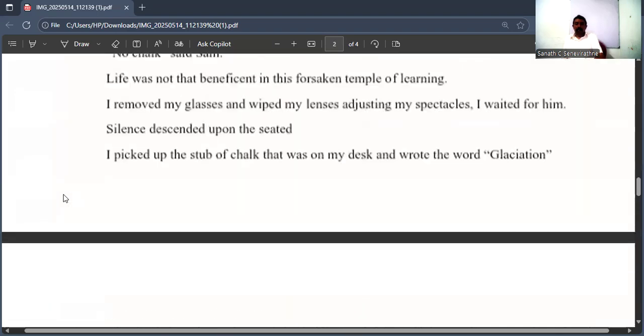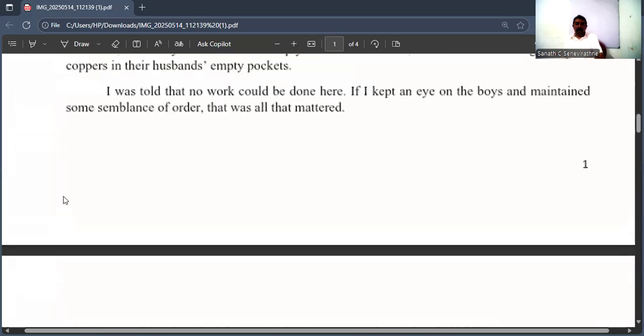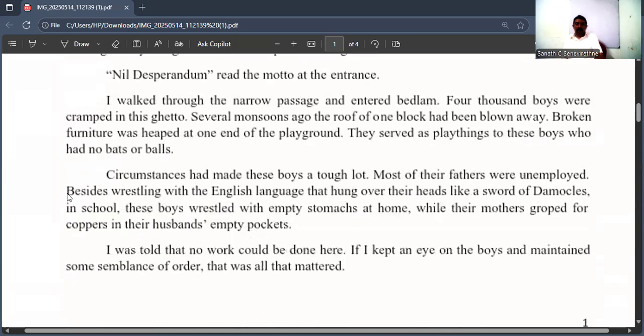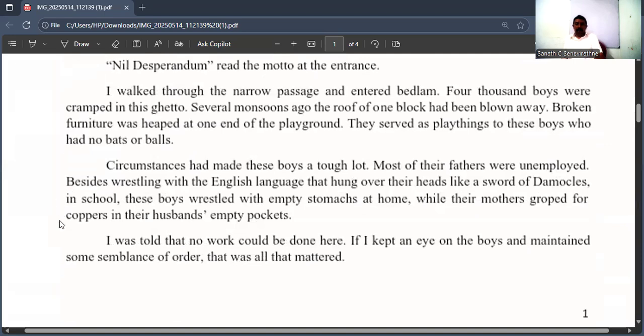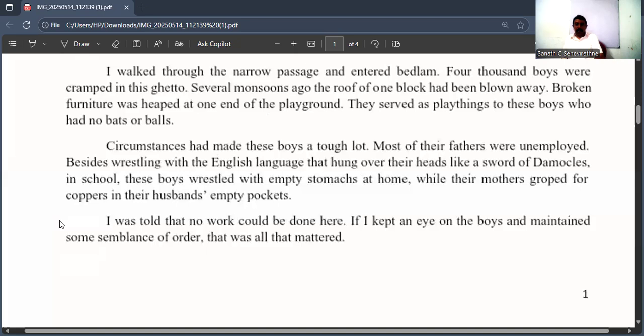I have to take another day also for this. As the writer says, those boys were also radical. That's why I say basketball and... broken furniture.